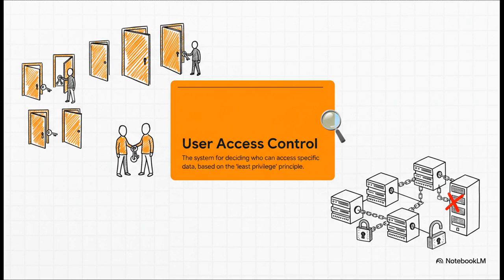And it's all built on this one beautiful, simple idea called the principle of least privilege. All it means is that you only give people access to the exact things they need to do their job, and absolutely nothing else. It's so powerful because if one person's account ever gets hacked, the damage is contained. The hacker can't just wander around the whole castle.